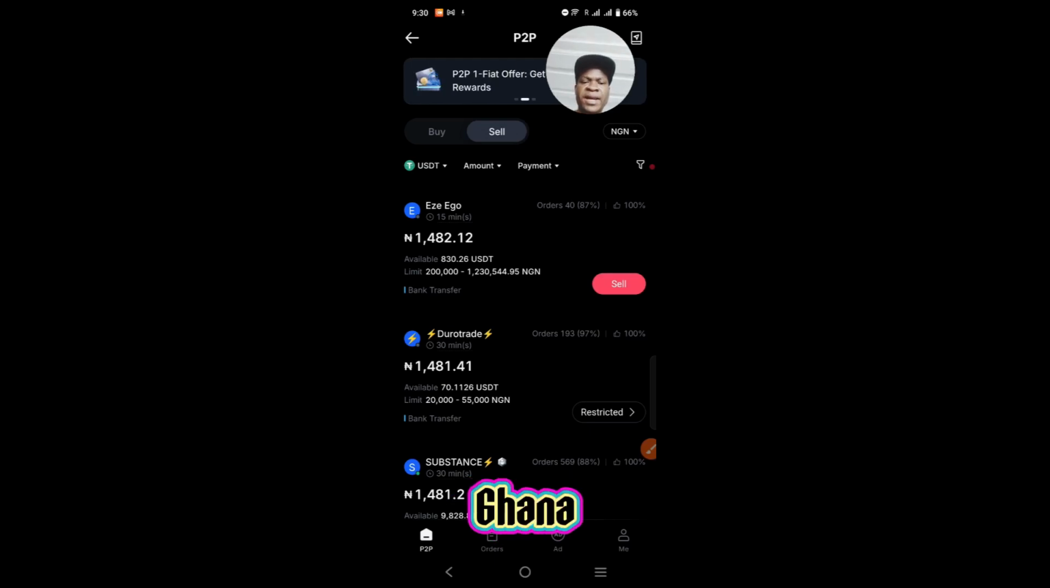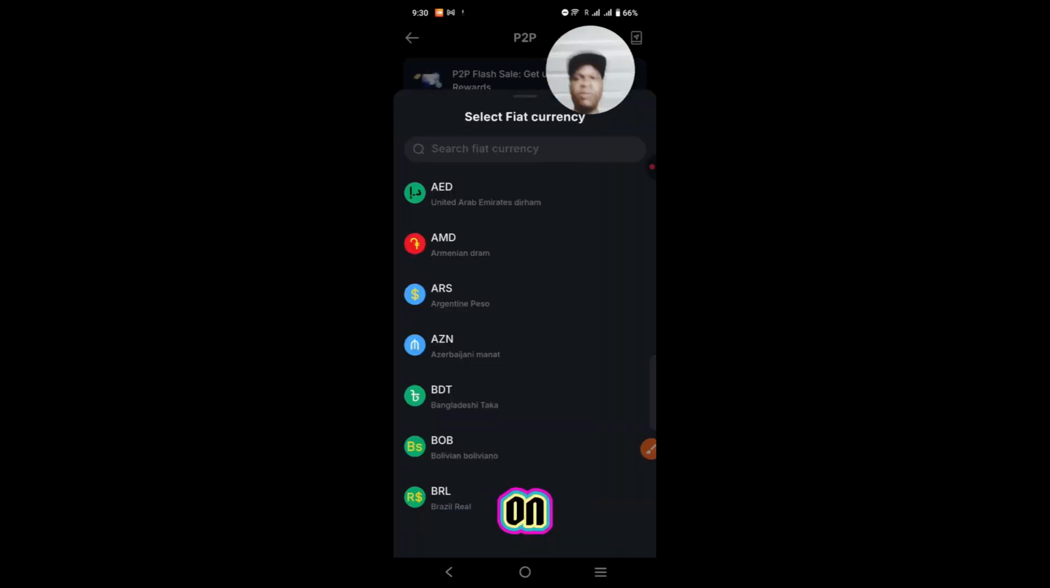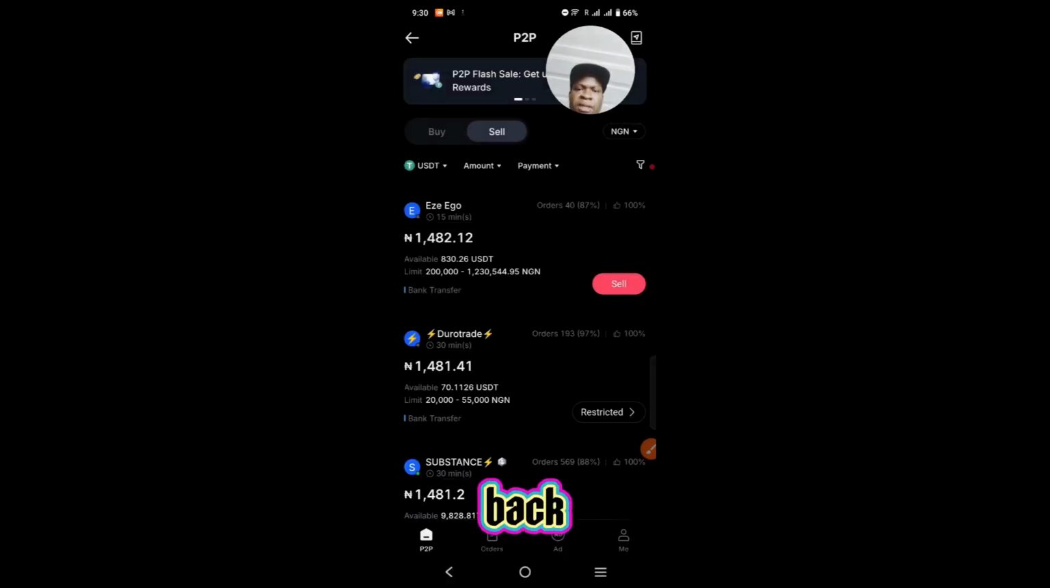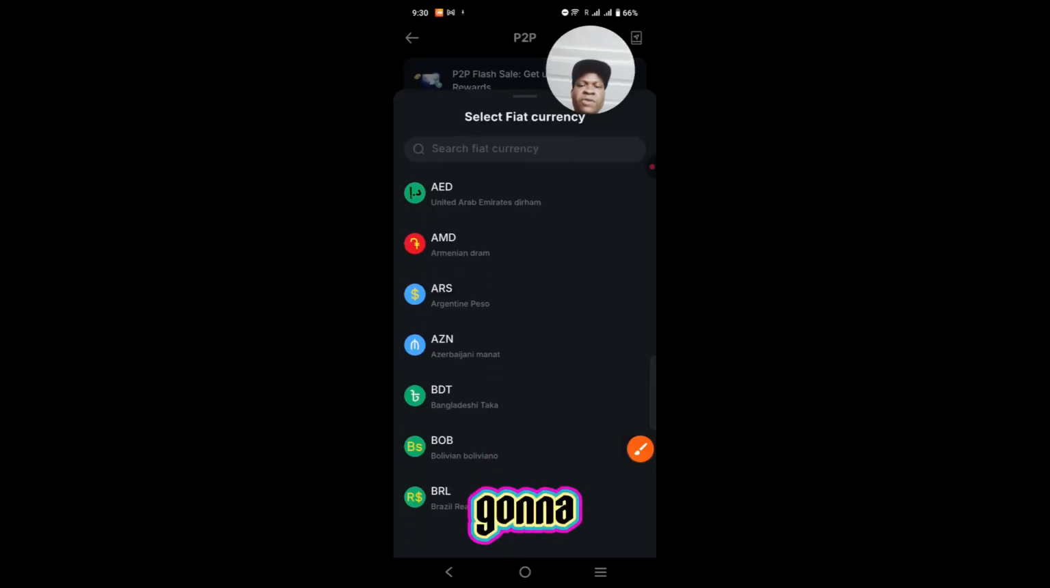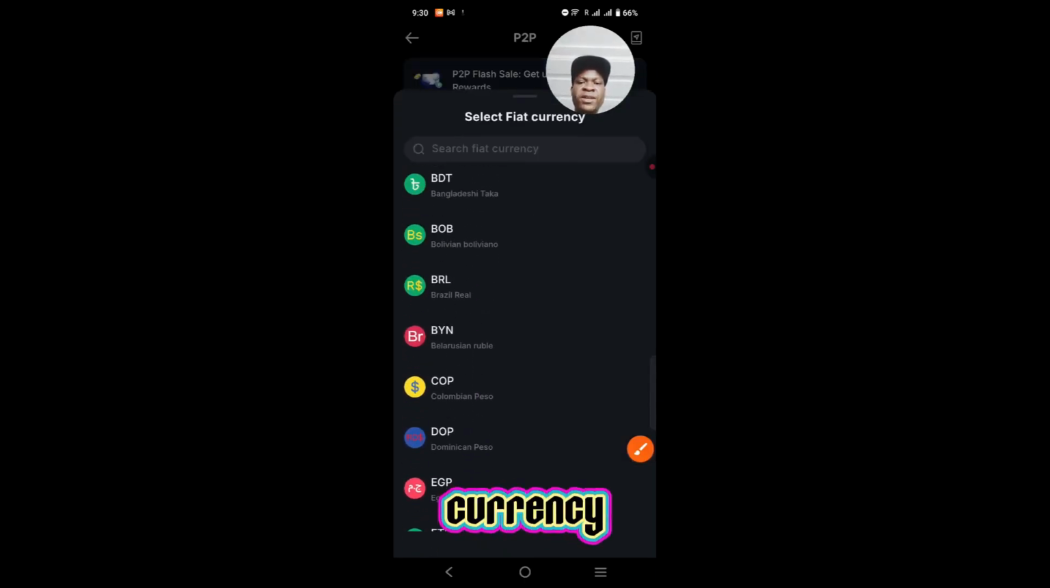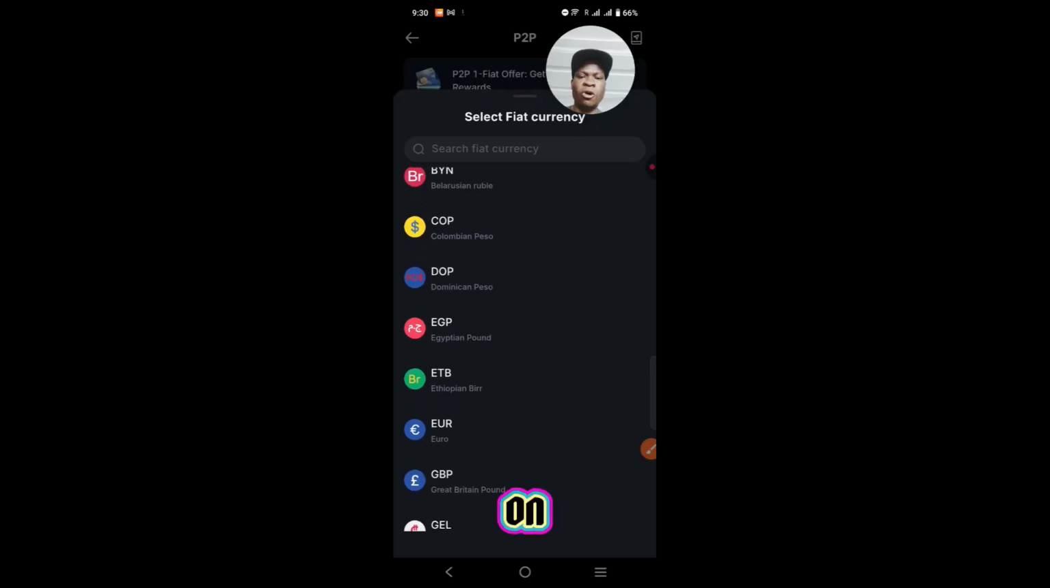If for example you are in Ghana, all you need to do is to tap on this NGN arrow. Whatever currency is there, if it's not yours, tap on it. Once you tap on it, it's going to give you a drop-down menu showing different currencies that are acceptable on MEXC.